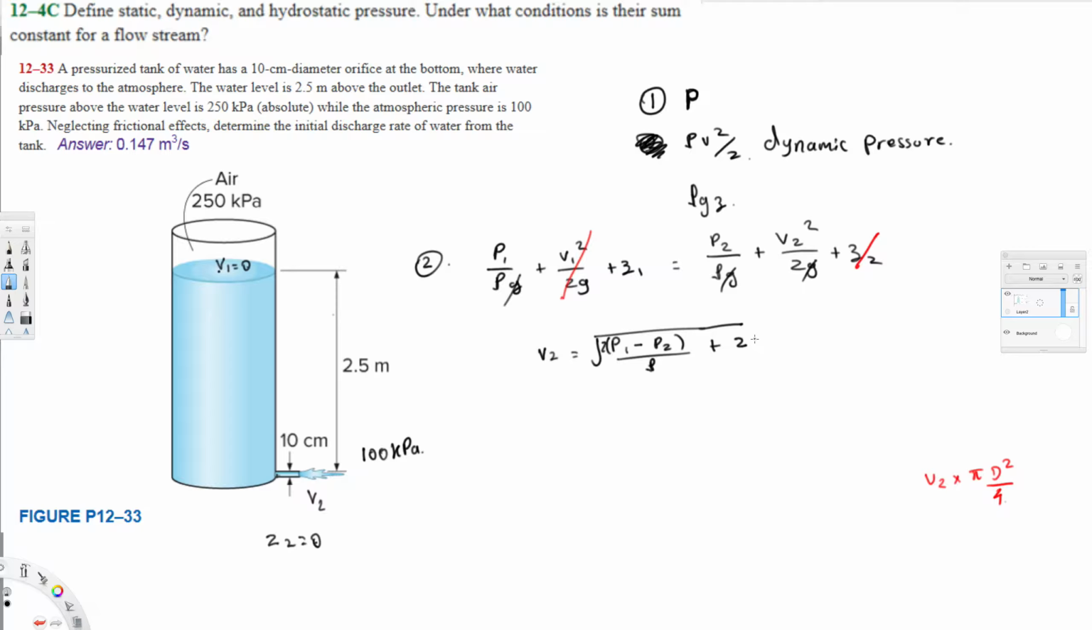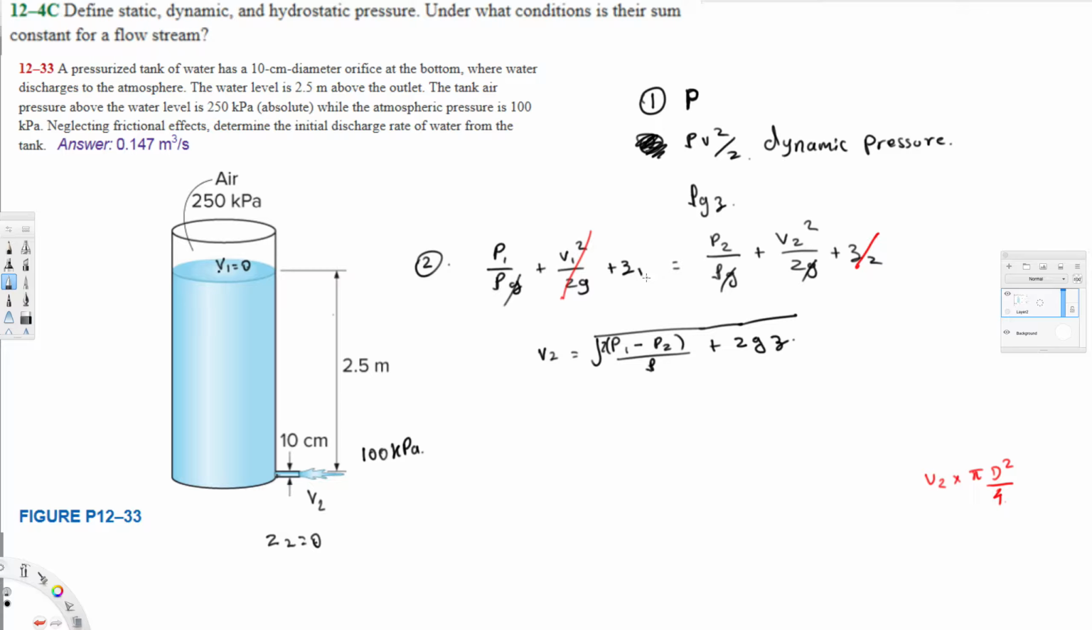2gz, right? 2gz. So this is the equation we get. So let's see how we got this one. p1 over rho. So v square over 2 right here. c2 is cancelled already. And if I bring this to the other side, what's going to happen? p1 minus p2, right? We have p1 minus p2 over rho. And we have a z right here times 2.